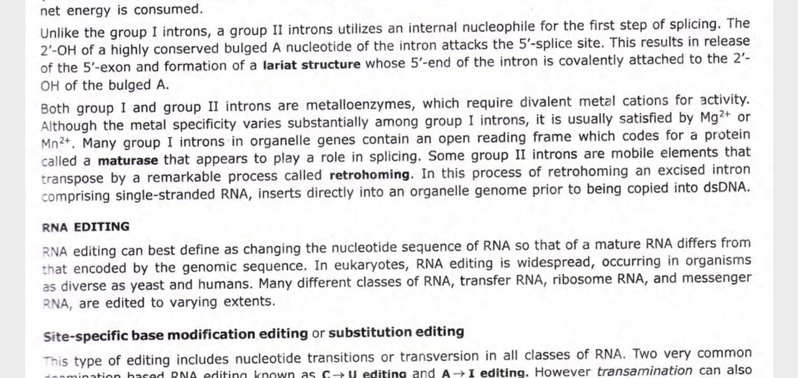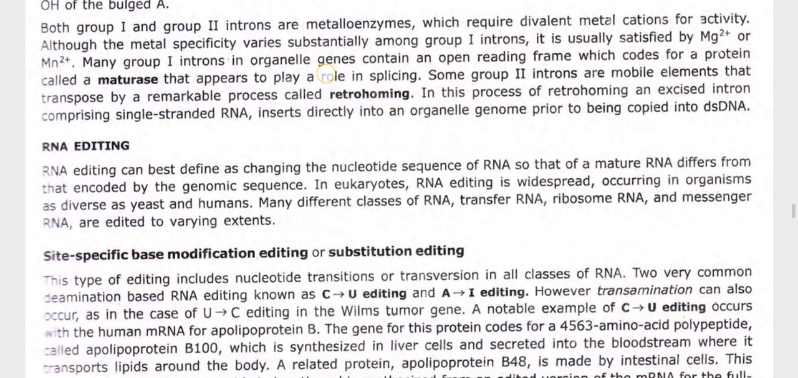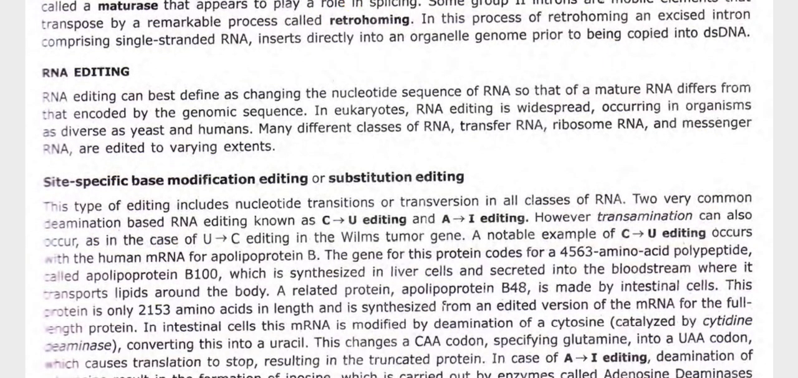Some group 2 introns are mobile elements that transpose by a remarkable process called retrohoming. In this process of retrohoming, an excised intron comprising single-stranded RNA inserts directly into an organelle genome prior to being copied into dsDNA.